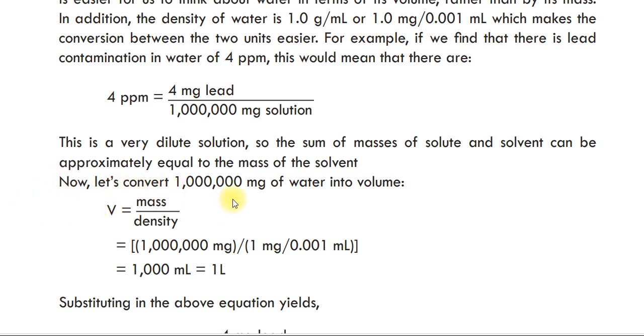Now let us convert 1 million milligram of water into volume. አሁን ይሄንን እንግዲህ በሚሊግራም ነው ሲገለጽ የነበረው ወደ ቮሊዩም እንቀይረው እስኪ። V which is equals to mass over density. That means volume ማለት mass over density ነው። So the mass is 1 million milligram over the density of water is 1 milligram over 0.01 milliliter.